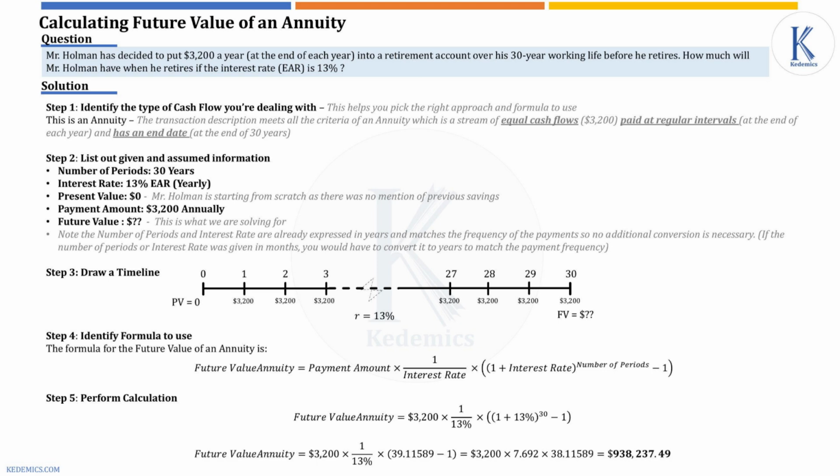Working it all out gives $938,237.49 as the future value of 30 annual savings of $3,200 at 13%.